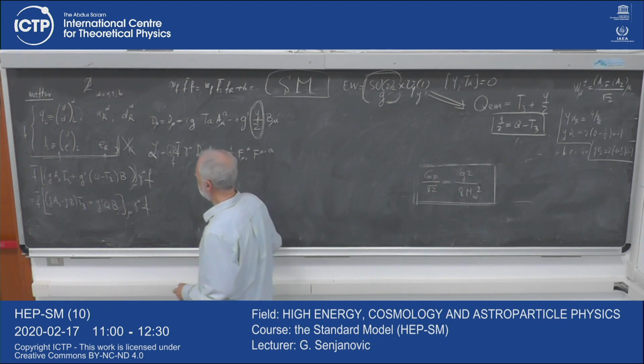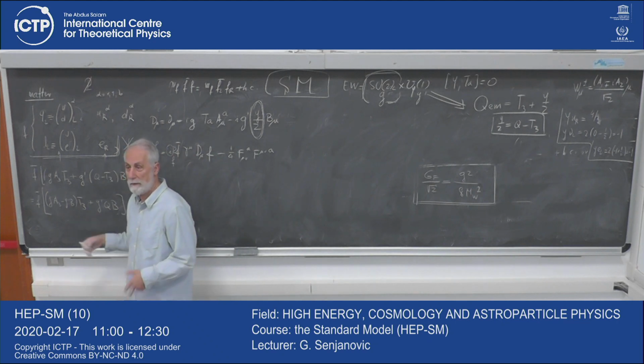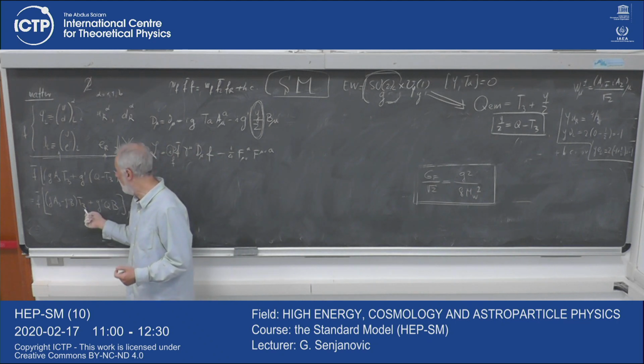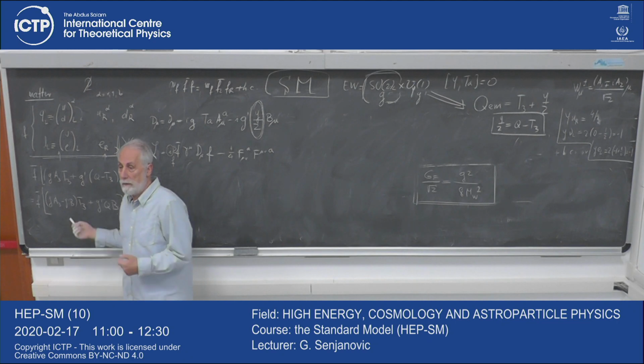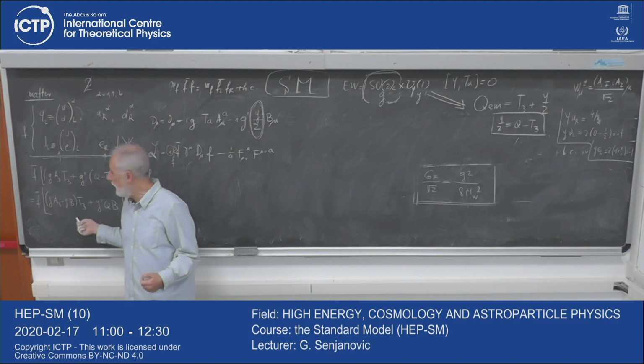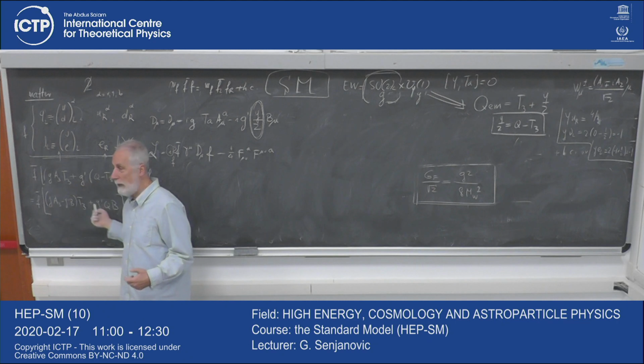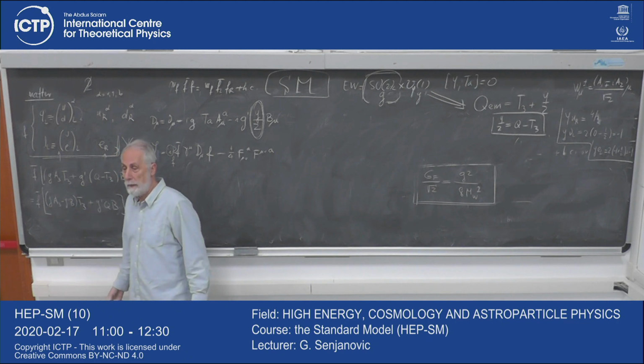Why don't I have to worry whether it's a doublet and a singlet? Because it's hidden here. I've already memorized it. If I have a singlet, I'll put T3 equals 0. If it's a doublet, I'll put whatever. For the upper component, I'll put a half. See, so I can write a generic formula for any fermion. That's the beauty of group theory, you agree?